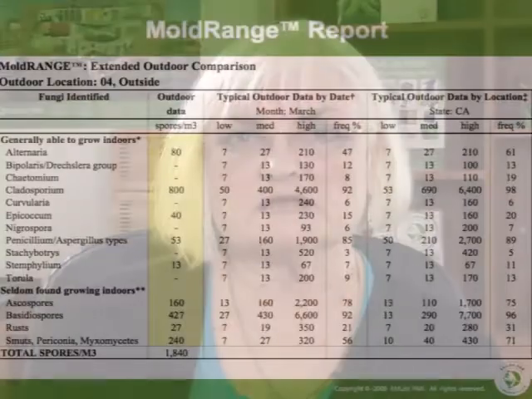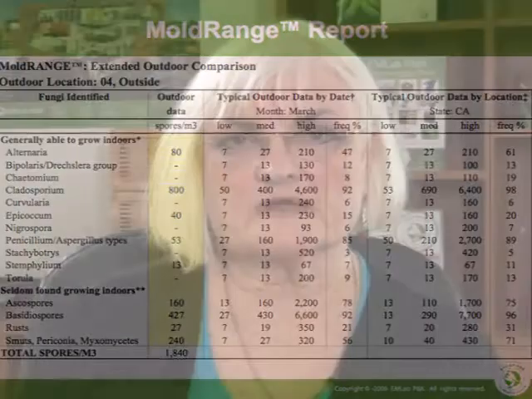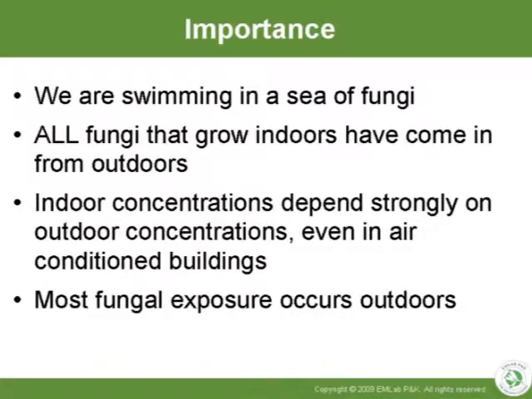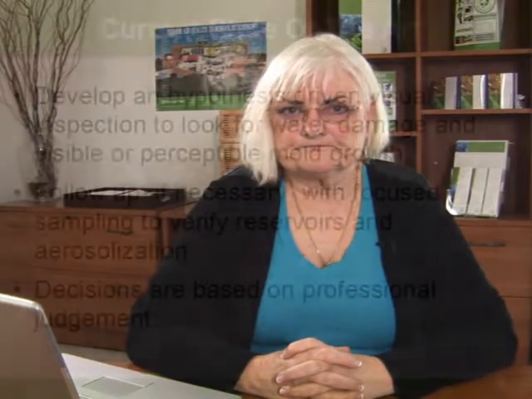I'd like to talk to you a bit about our mold range, which is derived from a large data set of outdoor air samples, more than 100,000 samples. As most of you know, we're swimming in a sea of fungi. All the fungi that grow indoors have come in originally from outdoors. There are no indoor fungi. There are no fungi that evolved in the indoor environment.